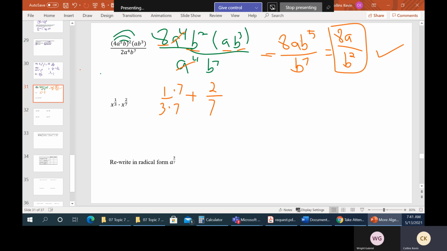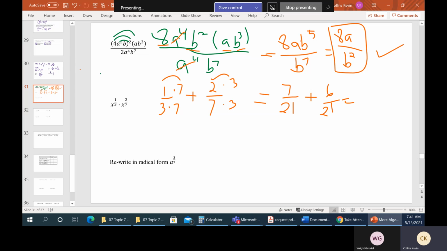Then when we go to the next term, we got a 7, but we don't have a 3. So we say, okay, let's multiply by 3. And if you multiply the bottom by the 3, you got to multiply the top by the 3. All right, so we just multiply straight across. So 1 times 7, we got 7 over 21 plus 2 times 3, that's 6, also over 21, that was the point.